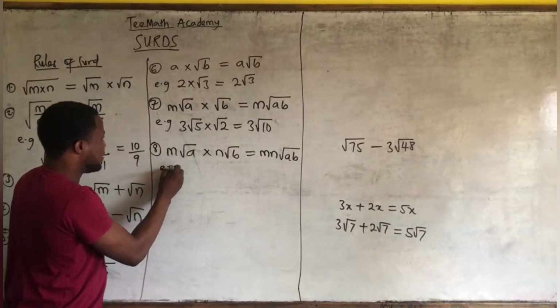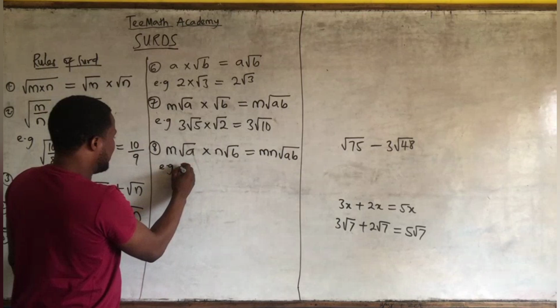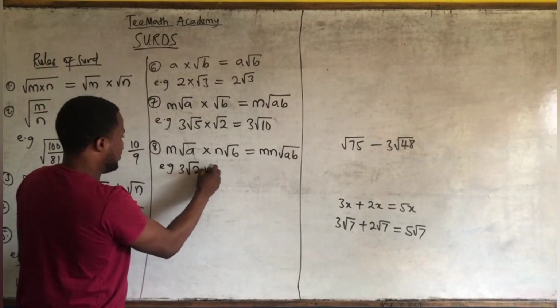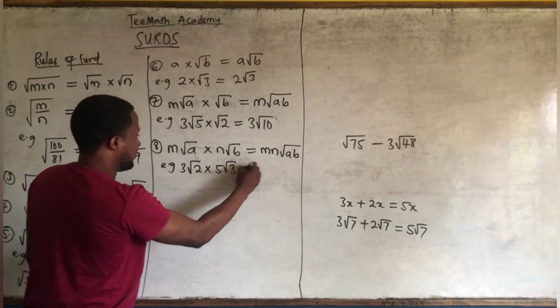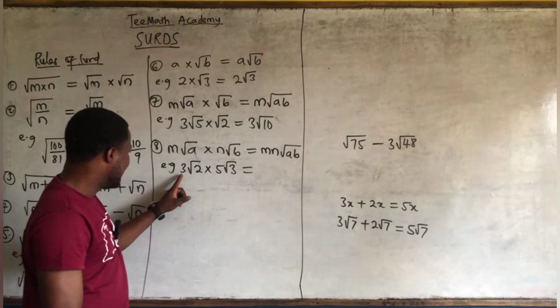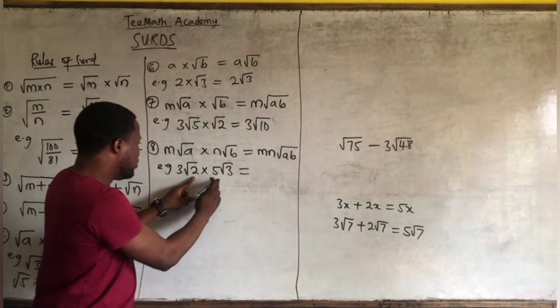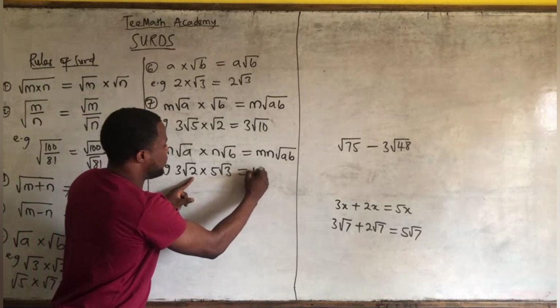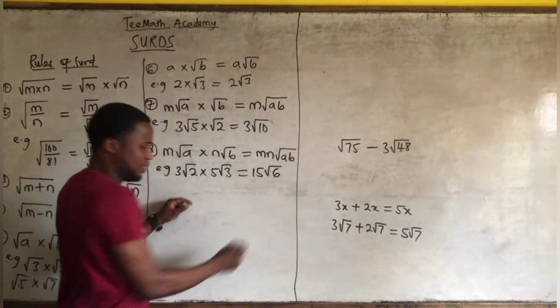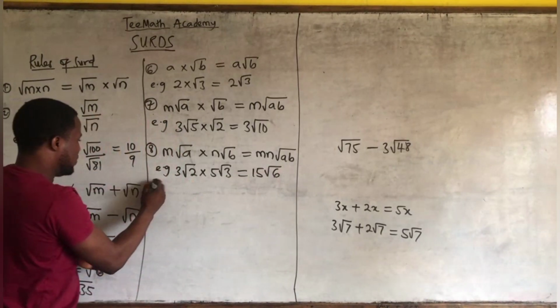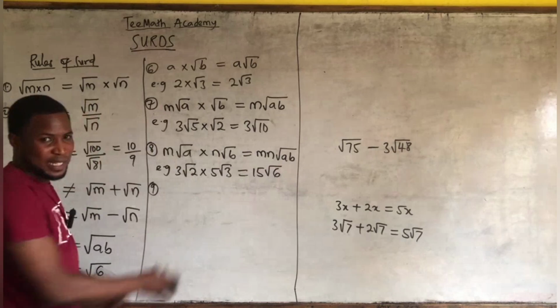An example. Now, if you have, maybe I have 3 root 2 times 5 root 3. What do you have here? We are going to multiply this one by this. That will be 15. Then root 2 times root 3 is root 6. That will be 15 root 6. It's so easy. Then we also have number 9. These are the breakdown.